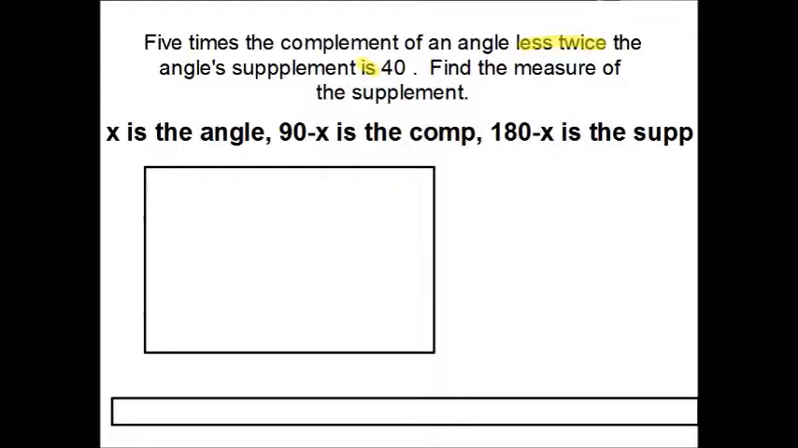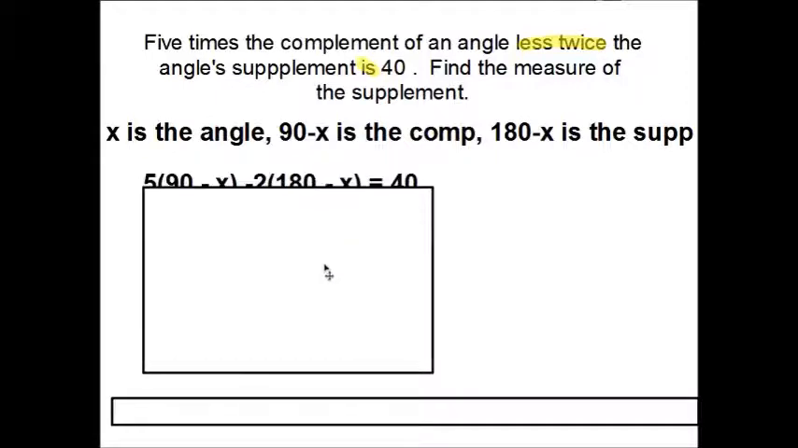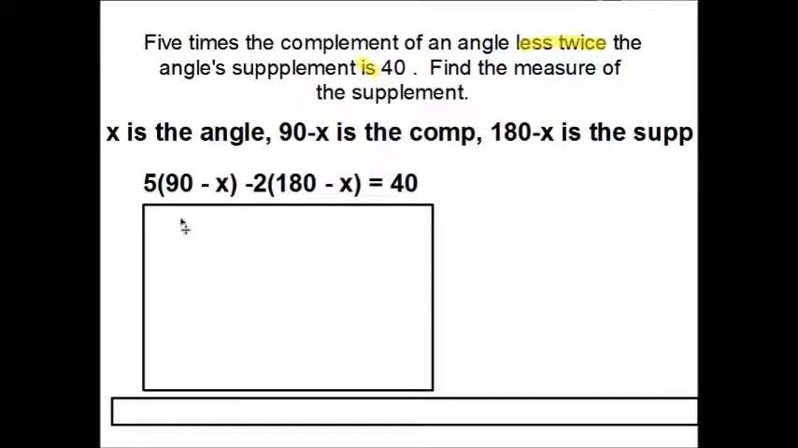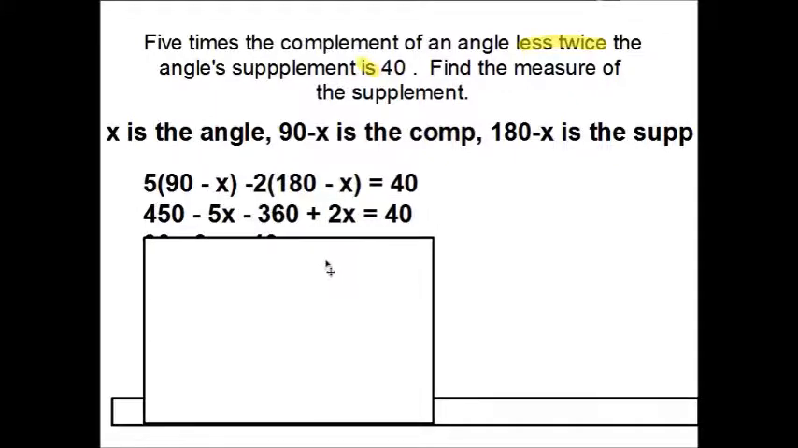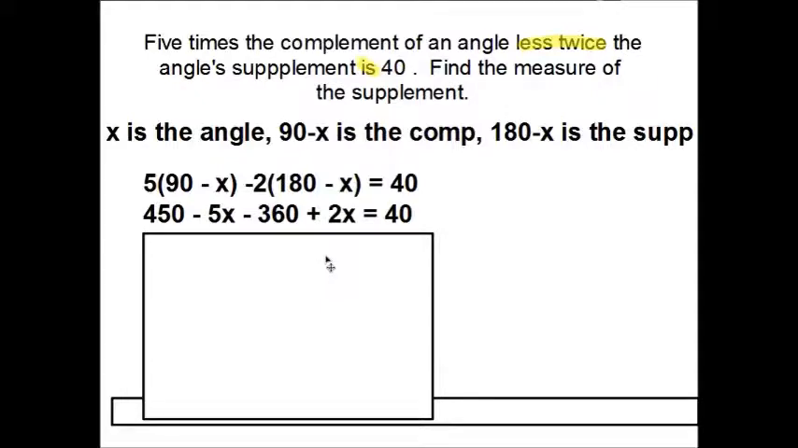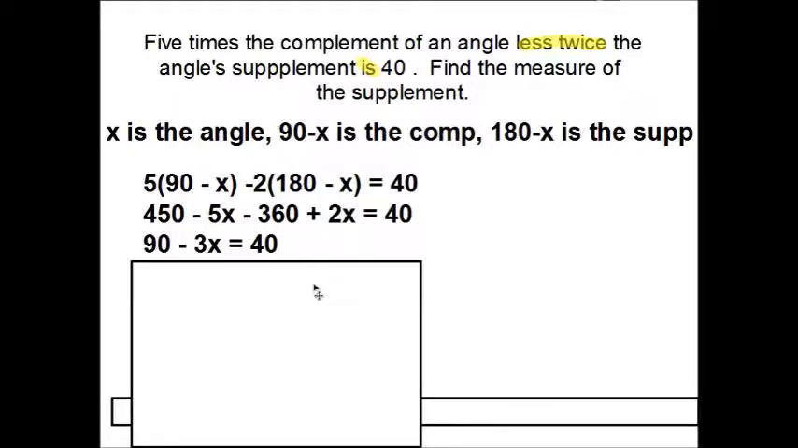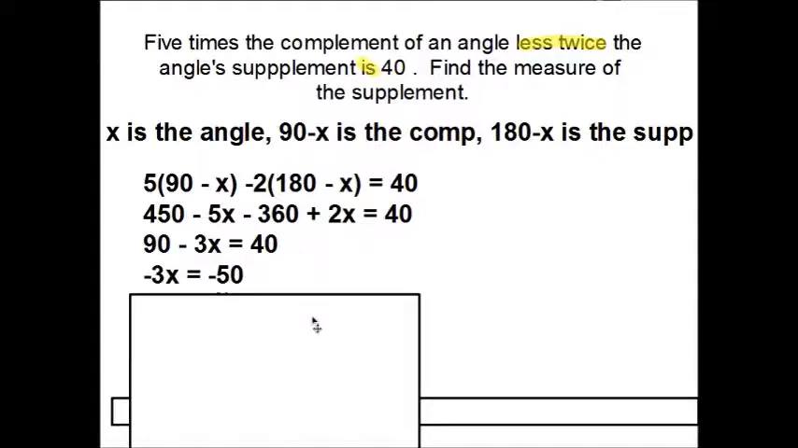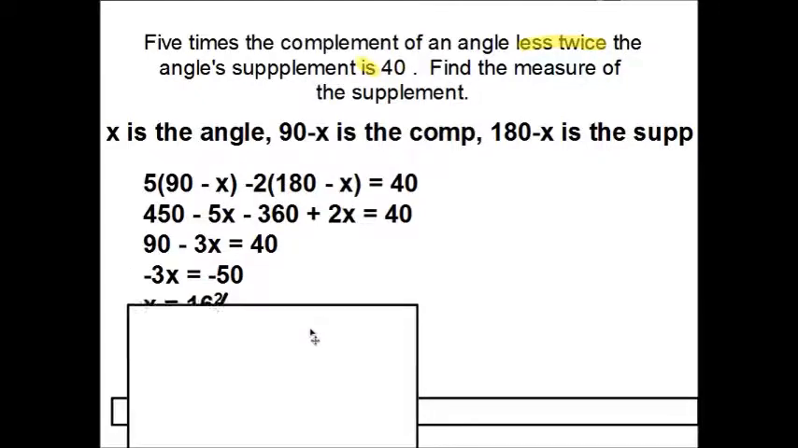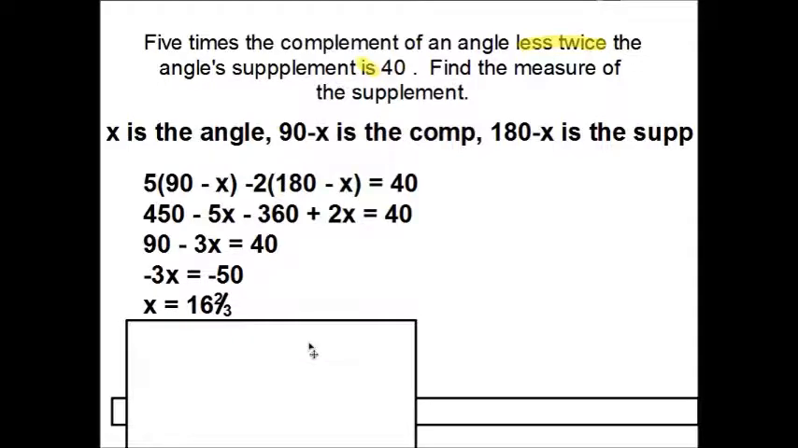So let's set up that equation. 5 times the complement of an angle, less twice the angle's supplement, is 40. Looks like 5 times (90 minus x) minus 2 times (180 minus x) equals 40. Distribute. 450 minus 5x minus 360 plus 2x equals 40. Simplify. 90 minus 3x equals 40. Negative 3x equals negative 50. So x is 16 2/3.